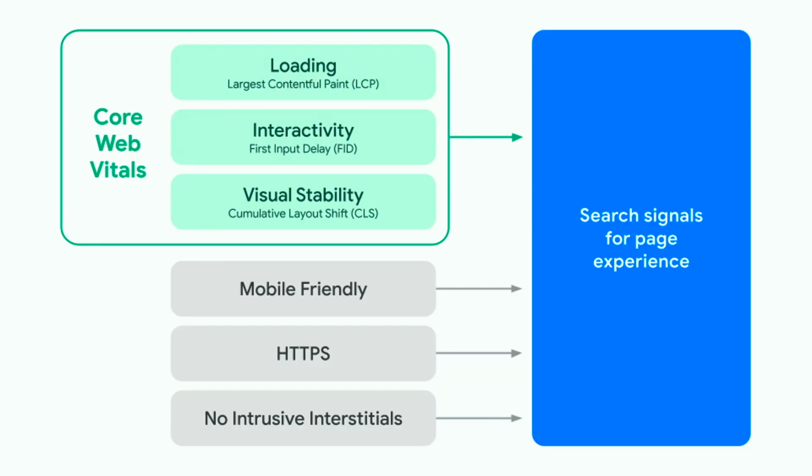So, back to this graphic. The reason that green box is around the Core Web Vitals is that you need to pass them all. There's no point passing 1 or 2.